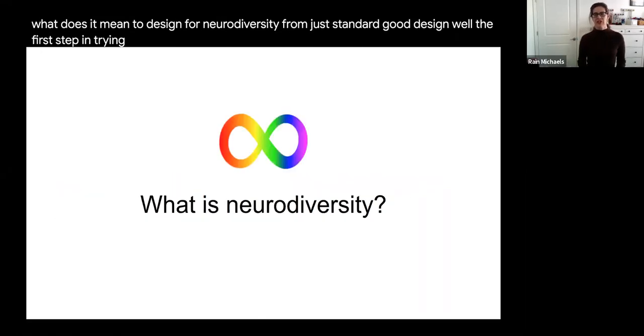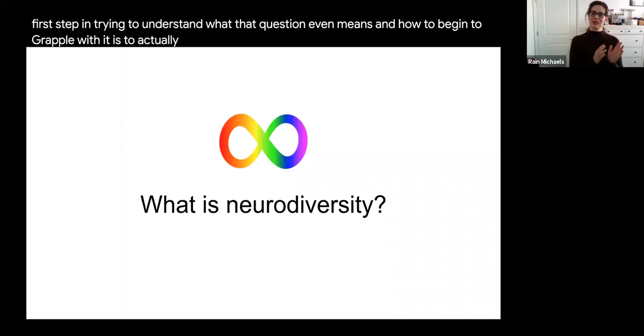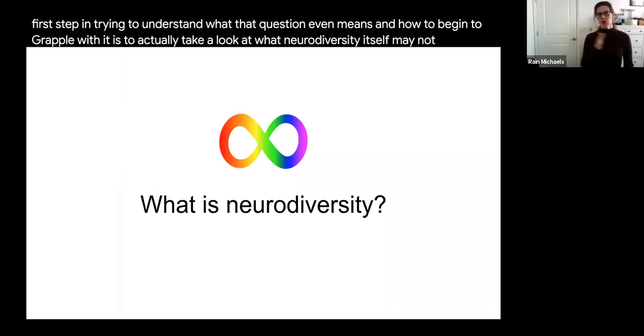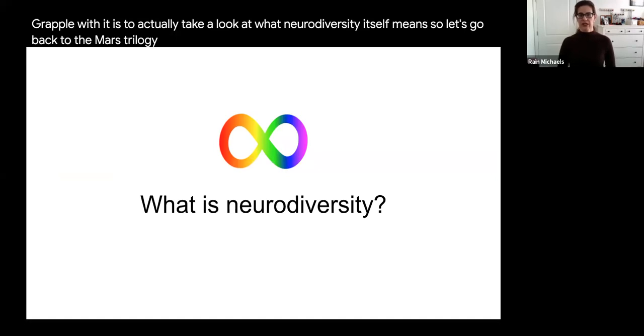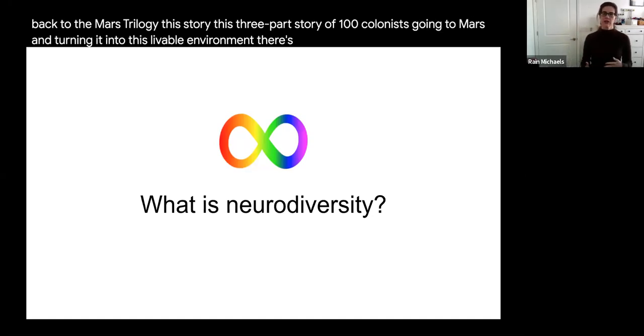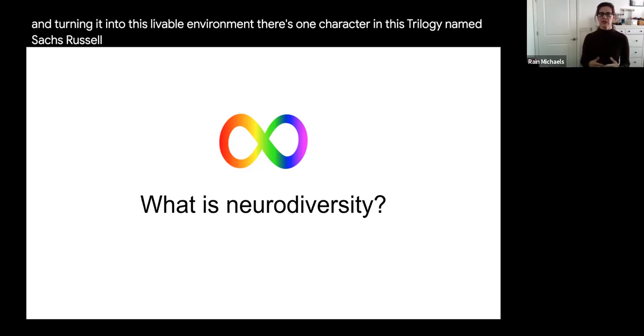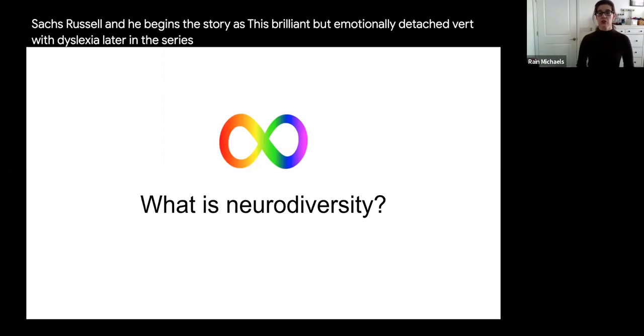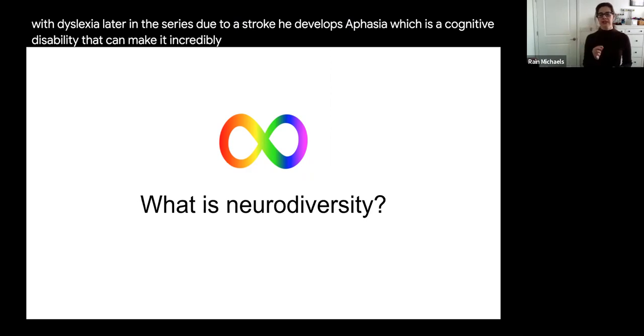Well, the first step in trying to understand what that question even means and how to begin to grapple with it is to actually take a look at what neurodiversity itself means. So let's go back to the Mars trilogy. This three-part story of 100 colonists going to Mars and turning it into this livable environment. There's one character in this trilogy named Sax Russell, and he begins the story as this brilliant but emotionally detached introvert with dyslexia. Later in the series, due to a stroke, he develops aphasia, which is a cognitive disability that can make it incredibly difficult for somebody to accurately convey the word that they intend.